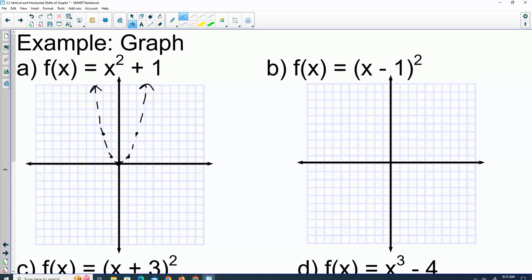What's my transformation this time? So, is the 1 inside or outside? Outside. Outside changes y and it does what it says. So this would move my graph up 1. So I take each of those points and slide them up 1. And so that would be my final graph. Again, if you do the original dashed and the final one solid, you don't have to label which is which. Otherwise, you do.